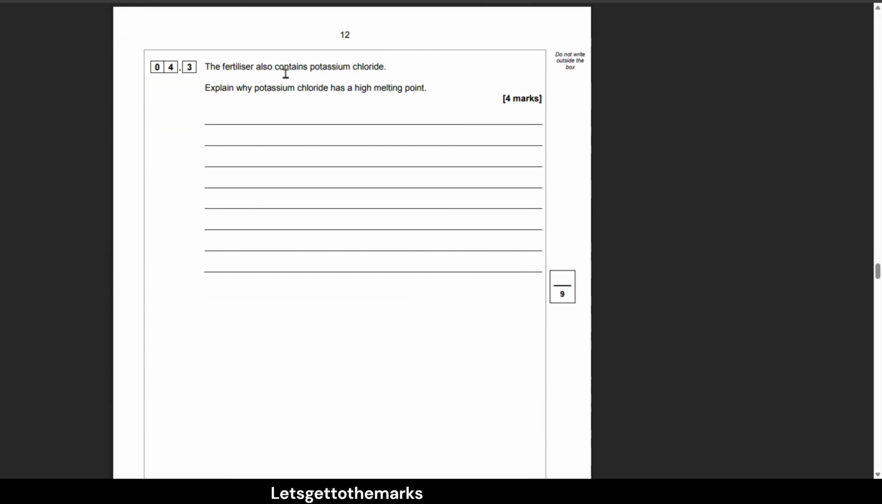Okay, the fertilizer also contains potassium chloride. Explain why potassium chloride has a high melting point. So this is a 4 marker. Why don't you pause the video now, grab your pen, grab your paper, have a go. All right, I'm going to go through it.